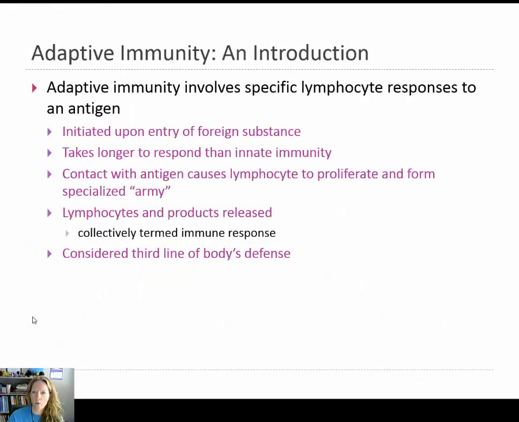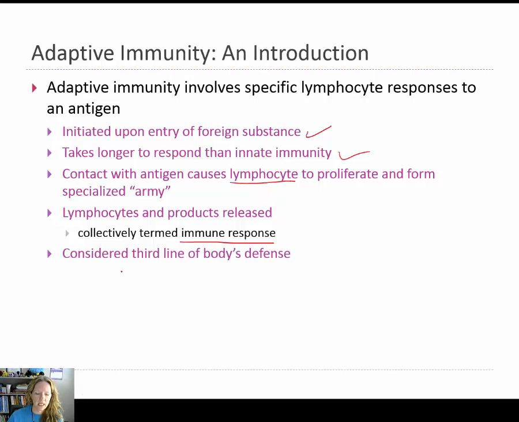We're going to start out by talking again about what adaptive immunity is. What we just talked about leads us into this. We already talked about this. Lymphocytes, T cells, and B cells are going to be the army that is involved here. Anytime that the lymphocytes and their products are released, this is collectively termed the immune response. The adaptive immunity is considered our third line of defense.